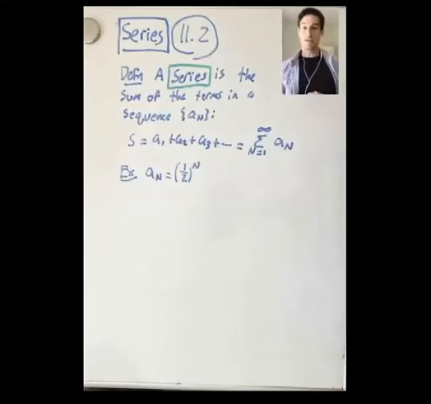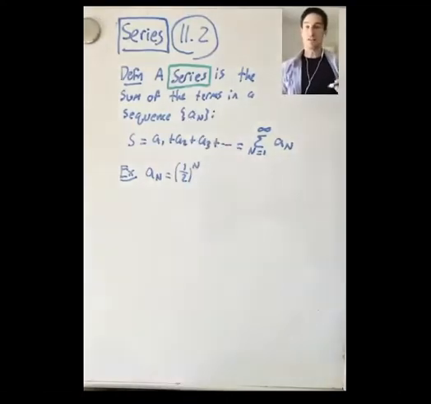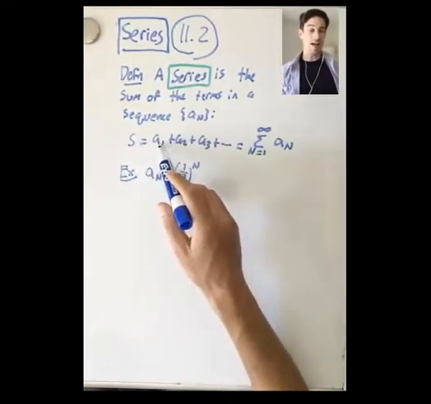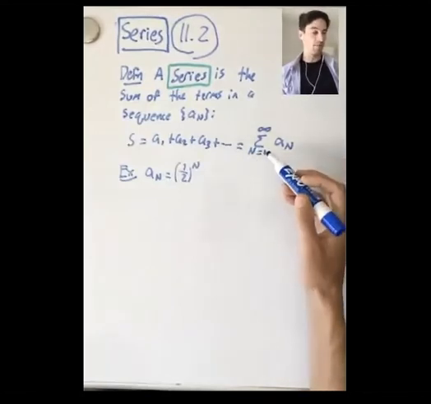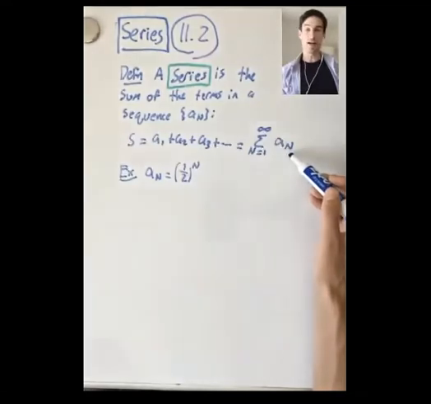In this series of videos, I would like to discuss series, section 11.2 in Stewart's book. So what is a series? A series is the sum of the terms in a sequence. We have some sequence, a_n, so it's a_1, a_2, a_3, a_4, a_5. And S, our series, is the sum, a_1 plus a_2 plus a_3 plus a_4, or written in sum notation, the sum from n equals 1 to infinity of a_n.